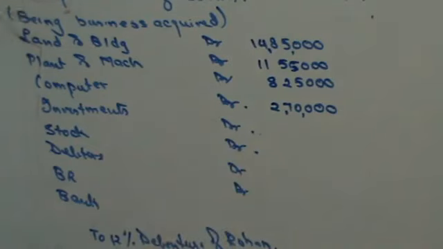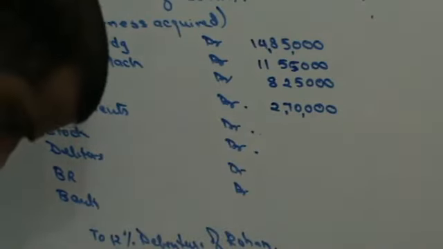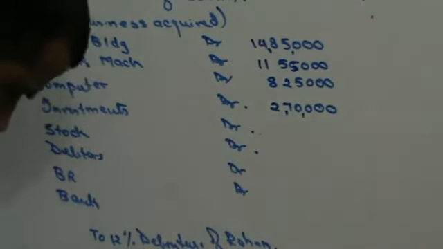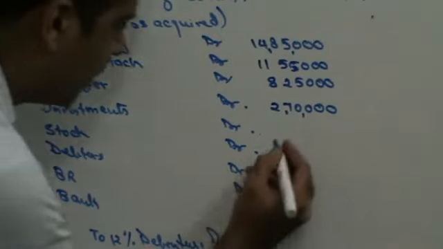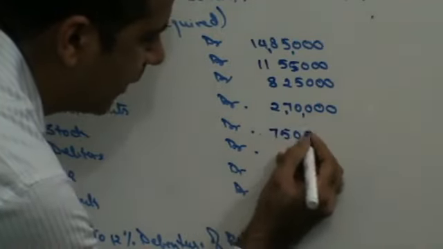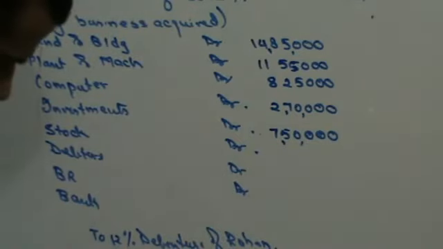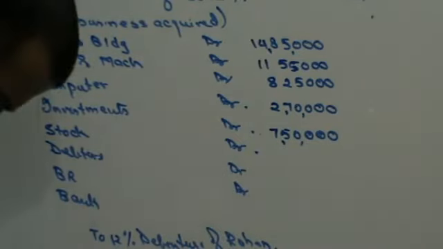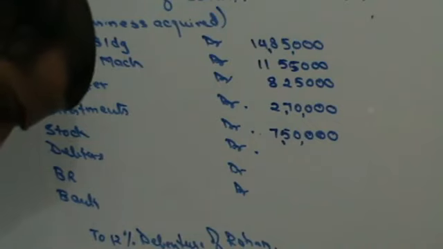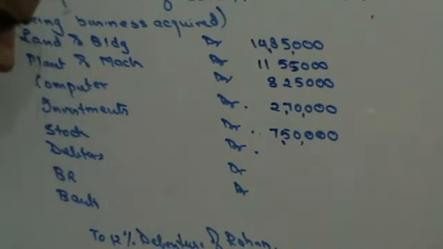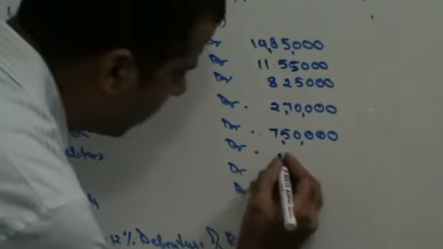Now stock. Stock is 7,50,000. They haven't said anything about it. So I'll take it over at 7,50,000 only. Right? Debtors at 90% of the book value. Debtors at 90%. So 4,50,000, 4,05,000.